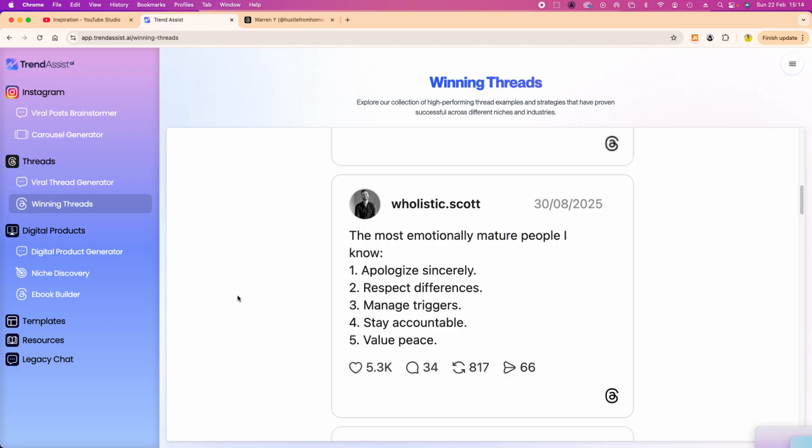Holistic Scott again, he said this has got a good engagement, 5.3, 34 likes. This is quite good. So Holistic Scott says, the most emotionally mature people I know apologize sincerely, respect differences, manage triggers, stay accountable, and value peace. Right? So we can keep all of these five things, and we could just change one or two things in this sentence at the top.